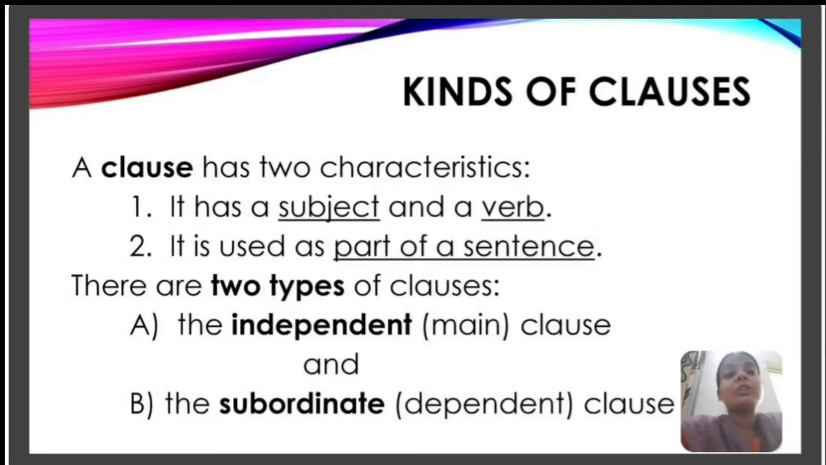What are the kinds of clauses? A clause has two characteristics. As we all know, it has a subject and a verb, and it is used as part of a sentence. There are two types of clauses: the independent clause, which is also known as the main clause, and the subordinate clause, which is also known as the dependent clause. One by one, we will see about independent and dependent clauses.